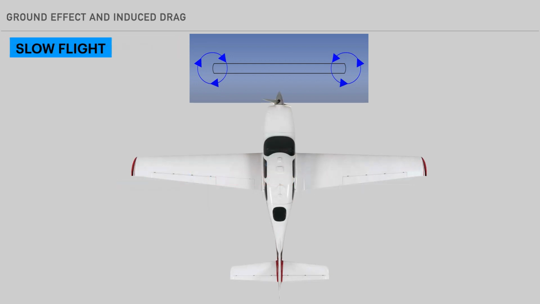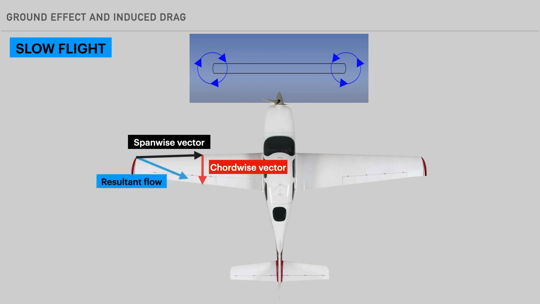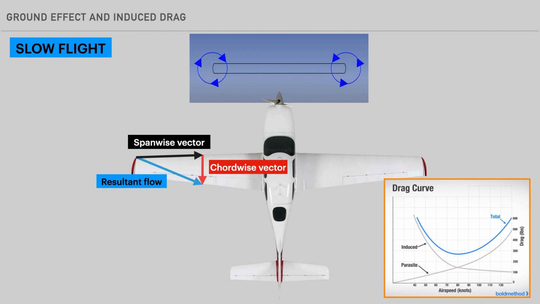In slow flight, there is lengthening of the spanwise vector due to increased wingtip vortices and shortening of the chordwise vector secondary to reduced airspeed. This creates greater and greater amounts of induced drag. Next, we will see how ground effect interferes with these wingtip vortices, thereby reducing induced drag.